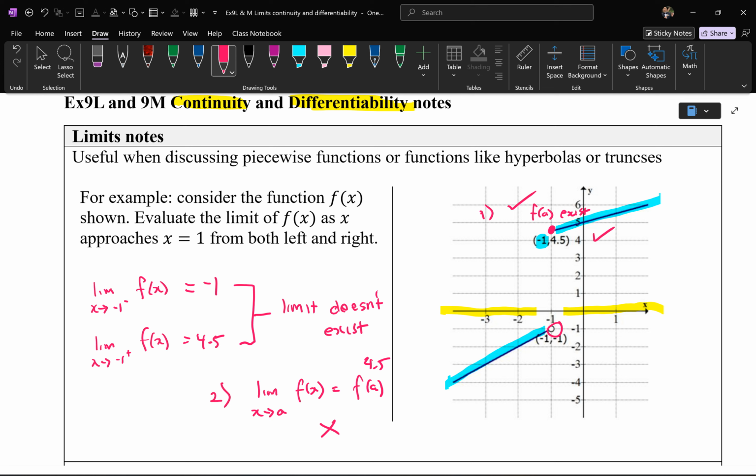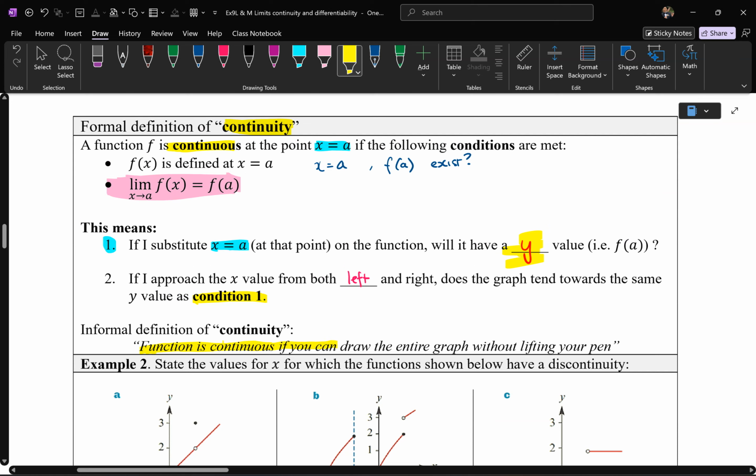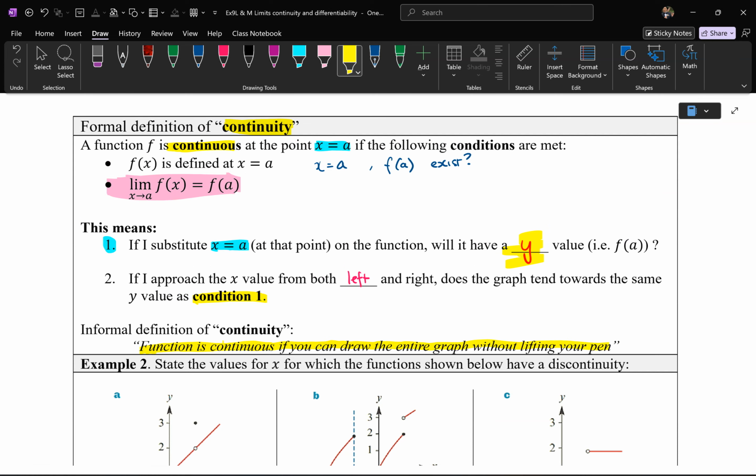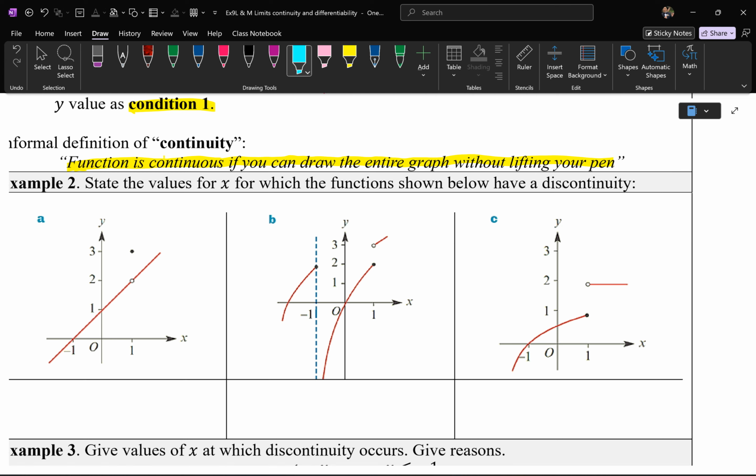Okay, the informal definition is much easier. So if you flick back to the page on continuity, the informal definition is this. In a nutshell, if you had to understand what continuity is, this is the informal definition. A function is continuous if you can draw the entire graph without lifting your pen. So in a visual aspect, if you can draw this graph without lifting your pen off the page, then it's continuous. But you can't write that in the exam.